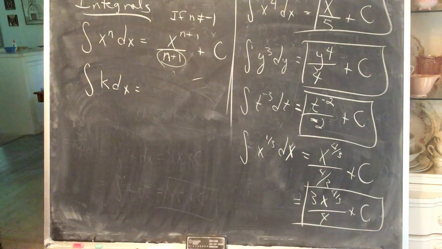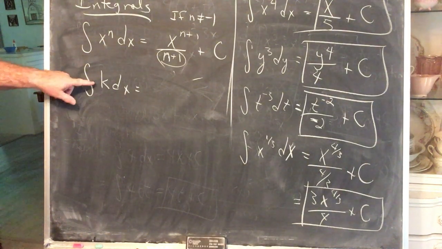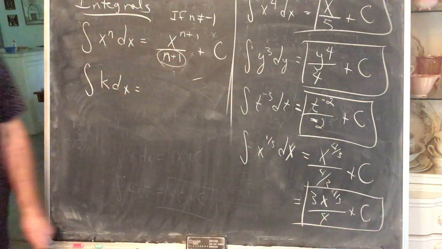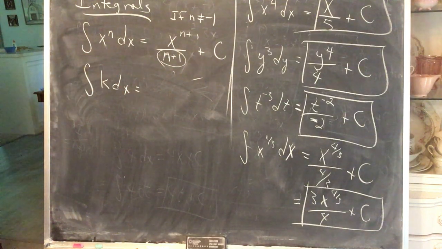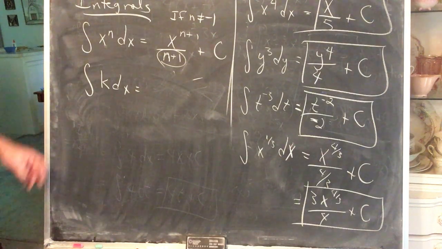Suppose k is a constant. I don't want to use c because I'm going to use c later on for my constant of integration, so I'm using k for my constant. Pretend you're in German class: k for the word constant in German starts with a k. Constant.